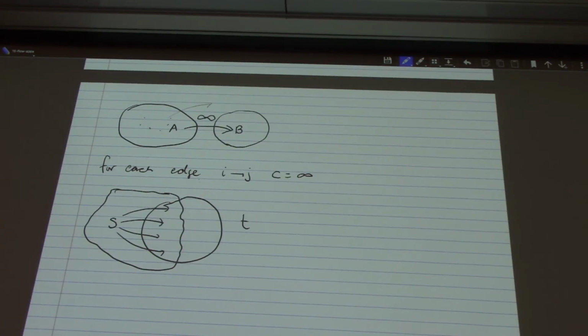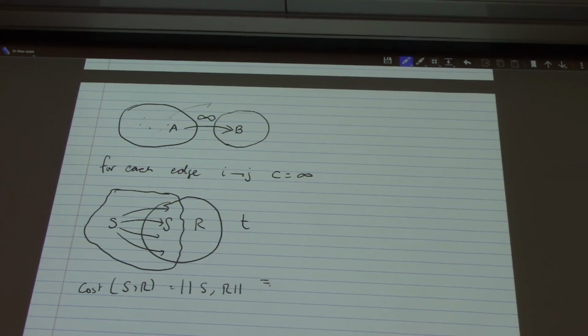So let's say this was the selected set, this is the rejected set, right? The cost of this set, cost of S, R, remember we wrote it as this, is equal to what? It's going to be the sum of all the capacities from S going to T and all the capacities from S going to R.